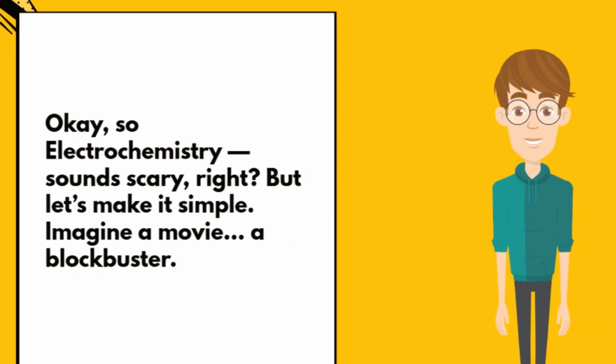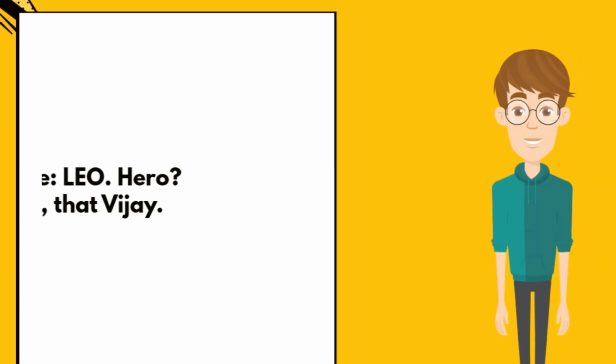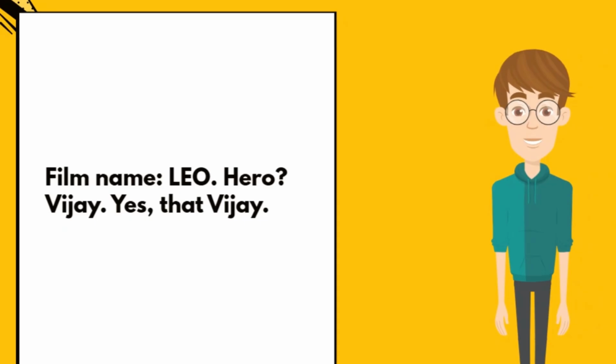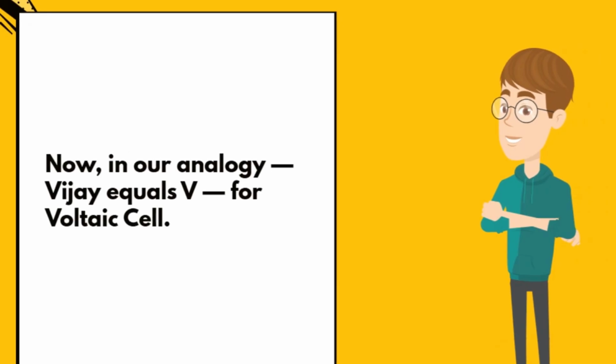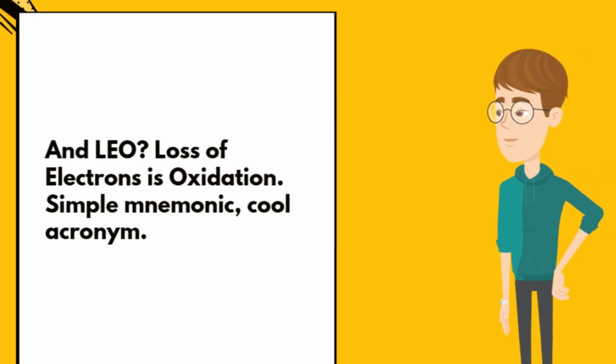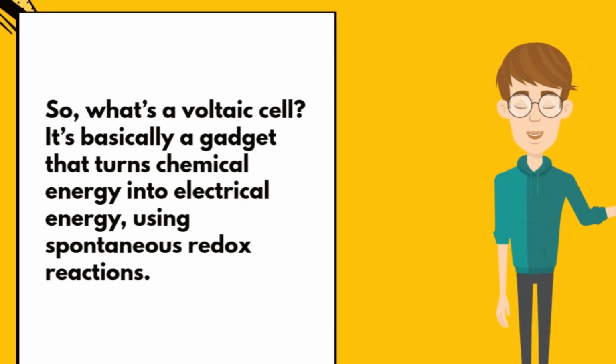Okay, so electrochemistry sounds scary, right? But let's make it simple. Imagine a movie, a blockbuster. Film name, Leo. Hero, Vijay. Yes, that Vijay. Now, in our analogy, Vijay equals V for Voltaic Cell. And Leo, loss of electrons, is oxidation. Simple mnemonic, cool acronym. So, what's a Voltaic cell?